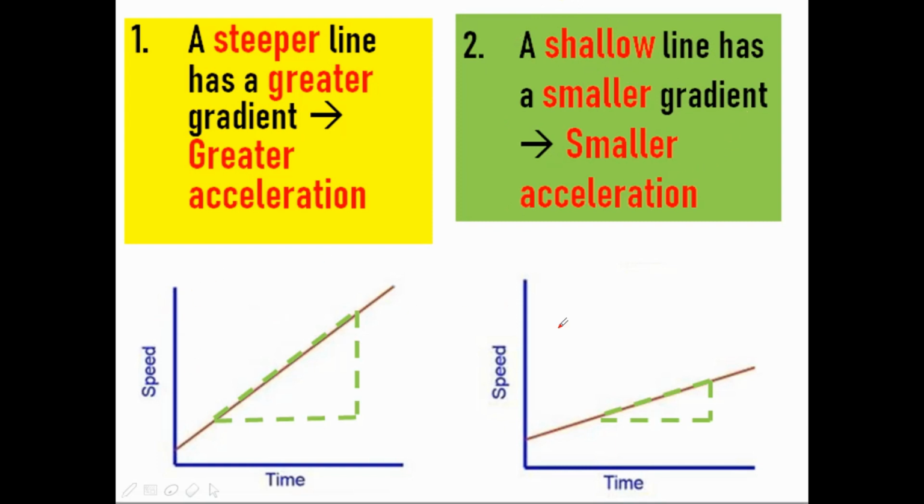Okay, so you compare these two graphs. So this is the speed against time graph, and this is the speed against time graph. For the first graph, it has a greater acceleration. This triangle is bigger. Or you can say that this line is steeper. Therefore, this one has a greater acceleration. For the second graph, this line is shallower. It's less steep compared to the first graph. The triangle here we formed to find the gradient is smaller. Therefore, this graph has a smaller acceleration.